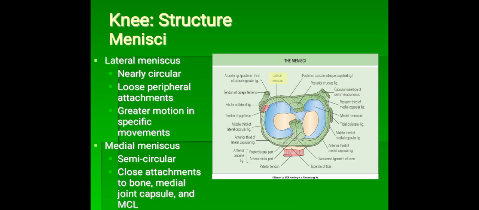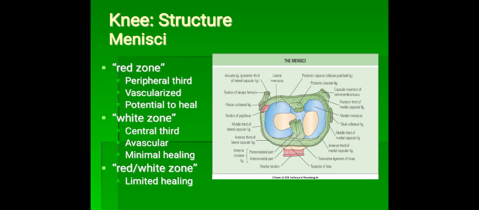The picture shows the lateral meniscus, the medial meniscus, the red zone and the white zone. The red zone is vascularized through capsular attachments arising from the medial and lateral geniculate vessels, while the white zone, which is the central third part of the menisci, is avascular. It provides minimal healing, while both the red and white zones require limited healing time for recovery.